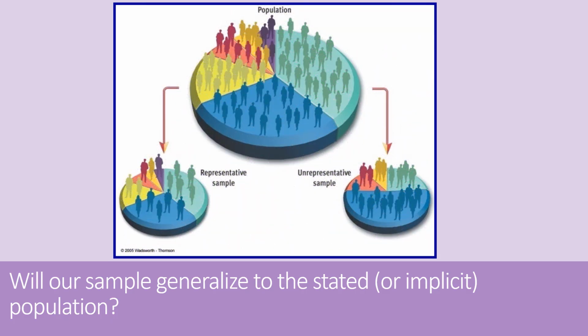Accordingly, the big question or the essential question and why we're talking about sampling is we need to know as researchers, will our sample generalize or apply to the stated explicitly or implicitly population? And really what you get or what you can get when you sample are essentially two different kinds of samples, so-called representative samples and unrepresentative samples.